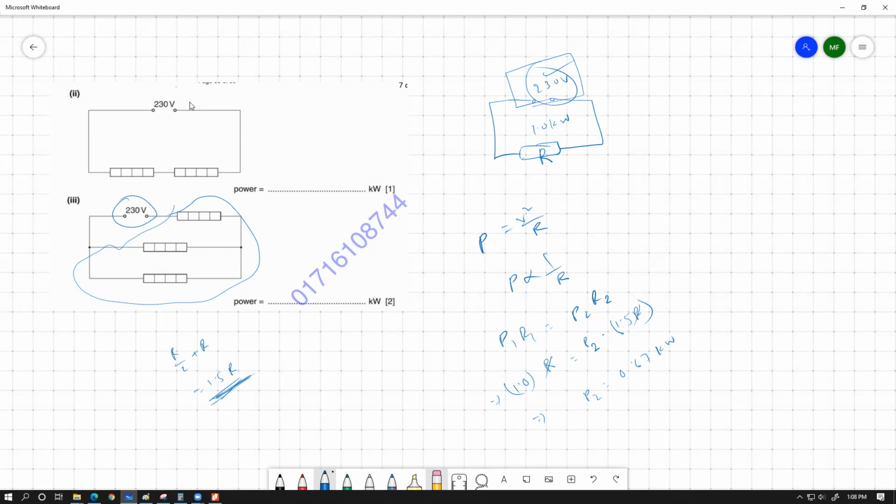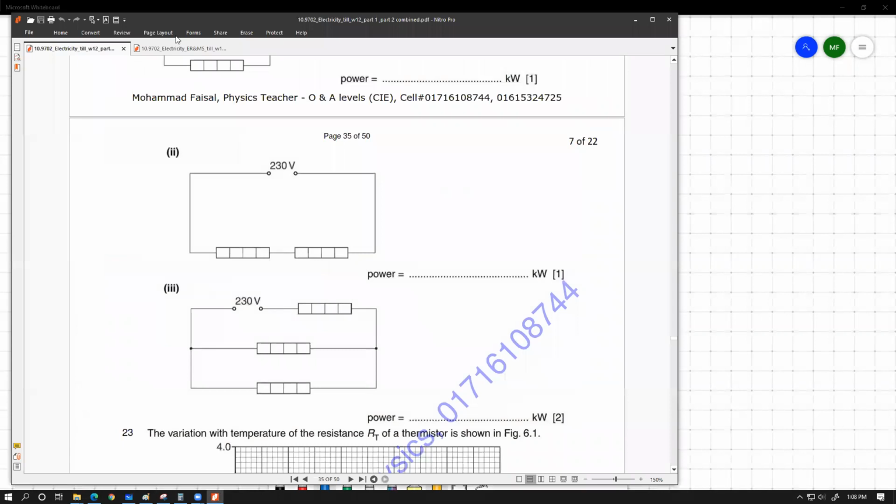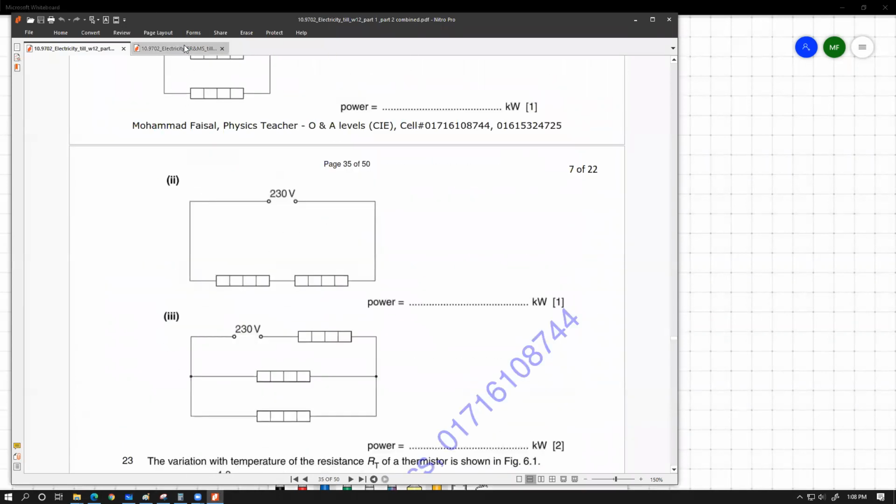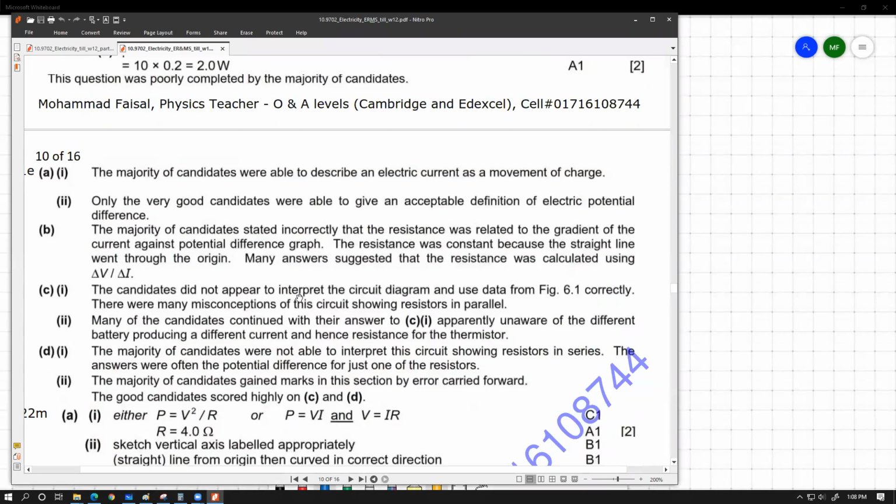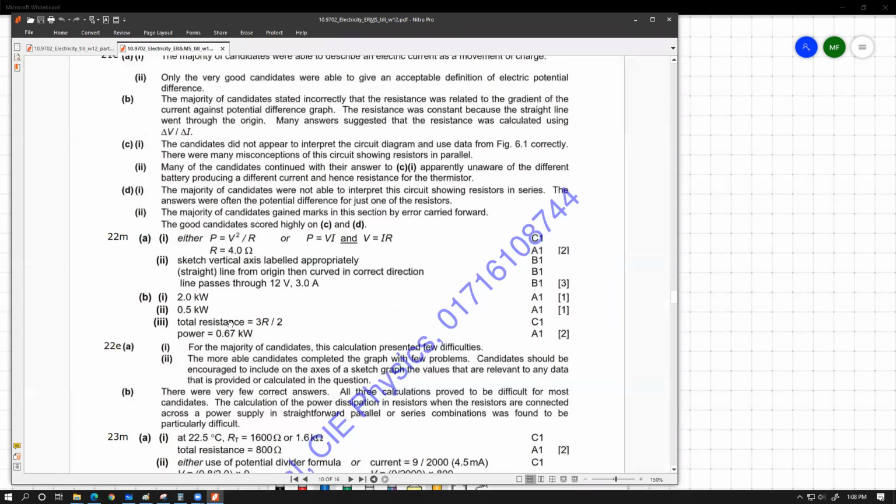এইভাবে করলেও হবে কারণ এই কোশ্চেনের জন্য ওয়ার্কিং শো করার জন্য খুব বেশি মার্কস নাই. Being able to write the final correct answer is pretty much what scores you the mark. If you have a look at the mark scheme, this was question number 22. It says total resistance is 3R by 2, power equals 0.67 kilowatt. That's it. That's what they did. So they are expecting a representation of total resistance of 3R by 2.